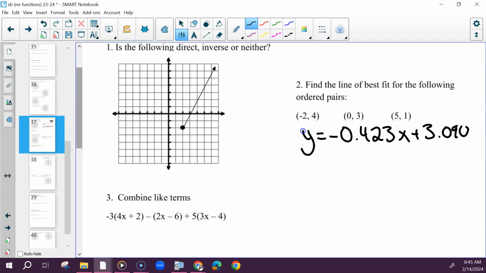You should have at least 3 decimal places. If you have 2, keep going. If you have more than that, that's fine. Questions on that one?